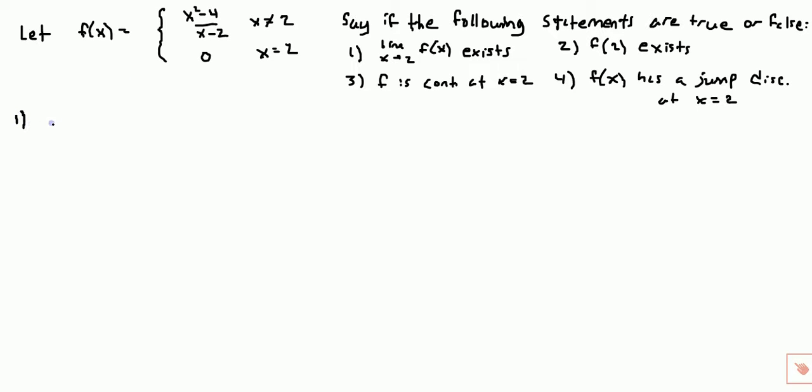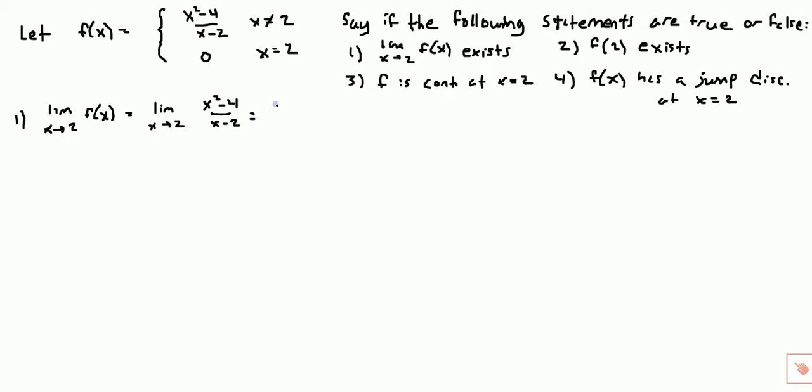So the first statement, the limit as x approaches 2 of f of x exists. So to solve this, we need to solve that limit. So the limit as x approaches 2 of f of x. When x is not 2, f of x is equal to this. Let's plug that in. So we have the limit as x approaches 2 of x squared minus 4 over x minus 2.